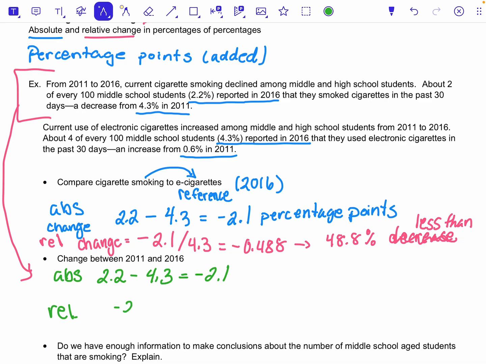Okay, let's make our relative change. So we'd have that negative 2.1 divided by 4.3, and we're going to get the exact same value, negative 0.488. Isn't it funny how data worked out this way? And that was a 48.8% decrease in smoking from 2011 to 2016.